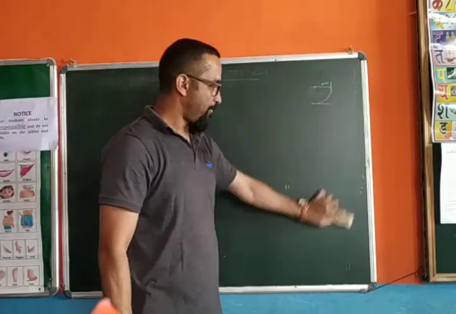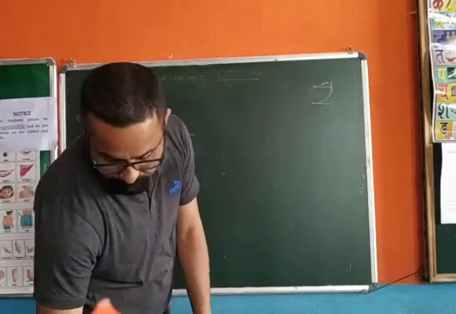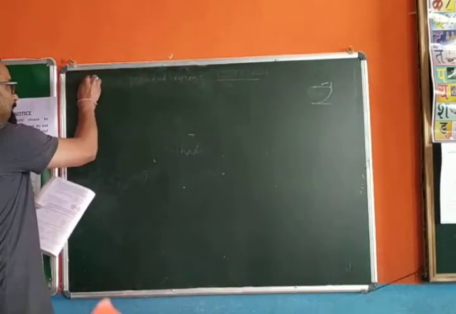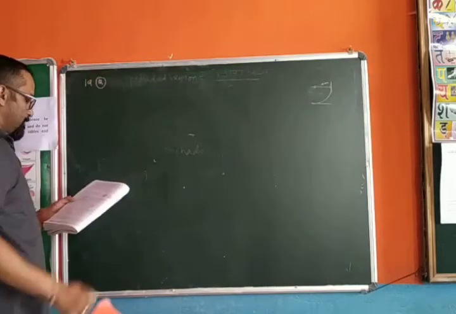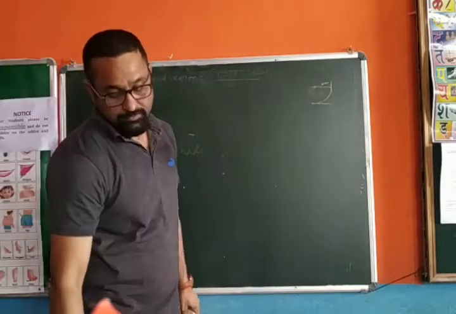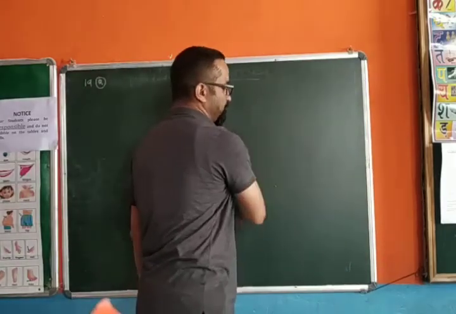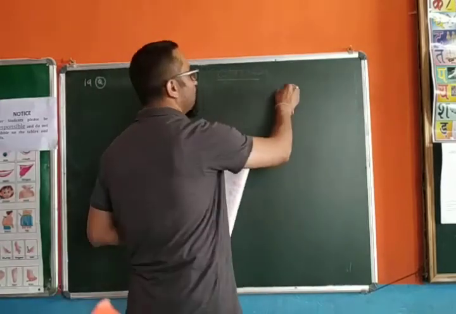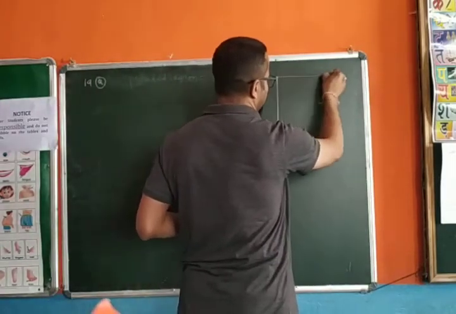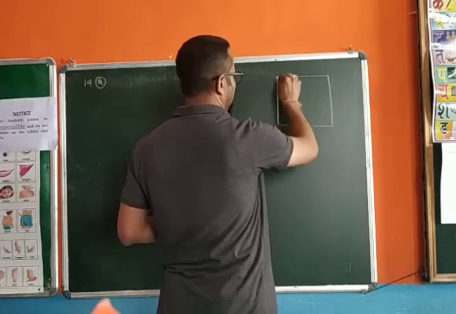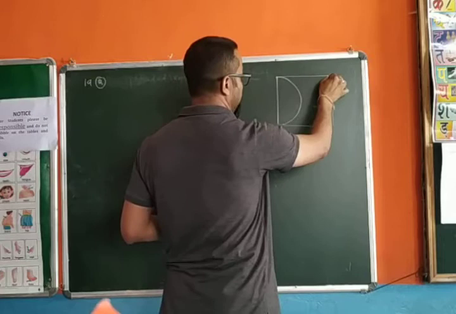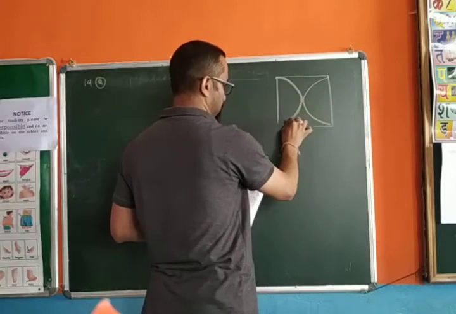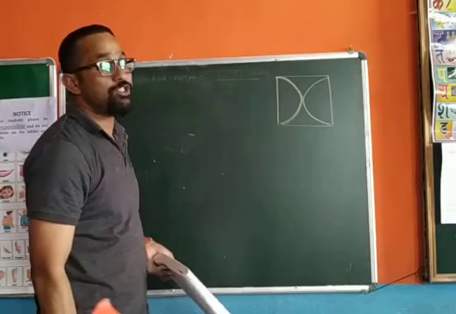Question number 19. Again, this sum is based on a figure. You need to look at the figure carefully and then calculate. You have a square, and 2 semicircles have been unshaded.